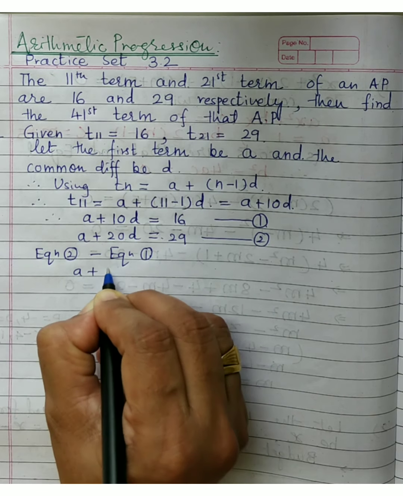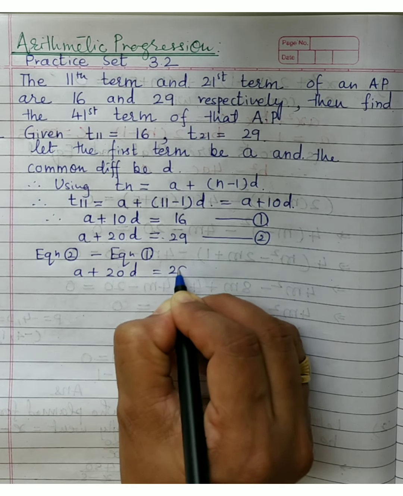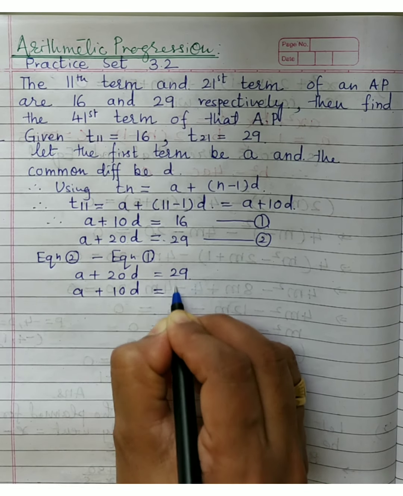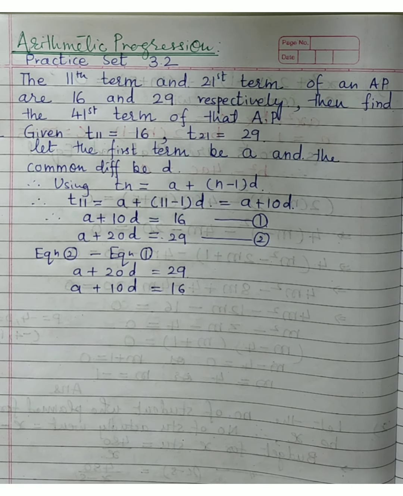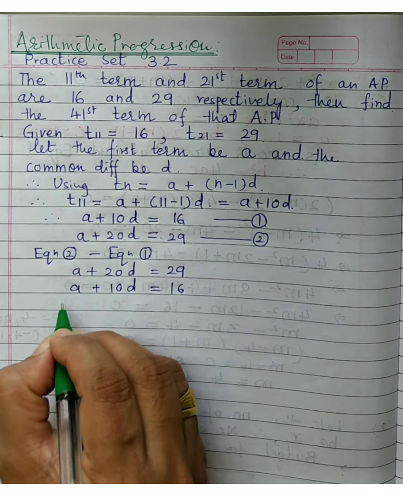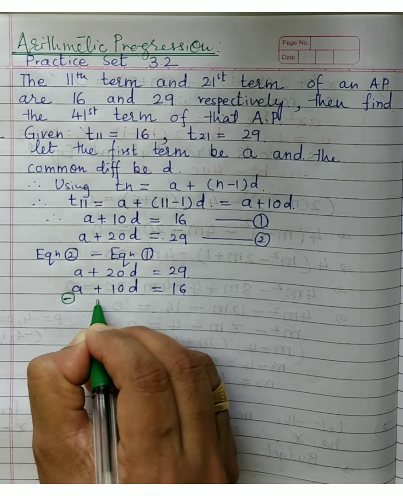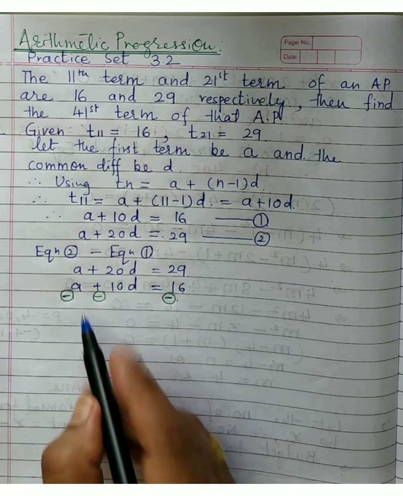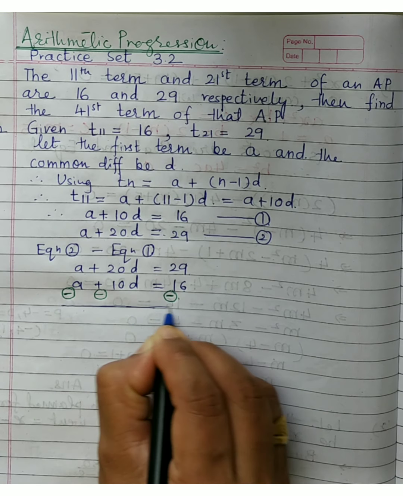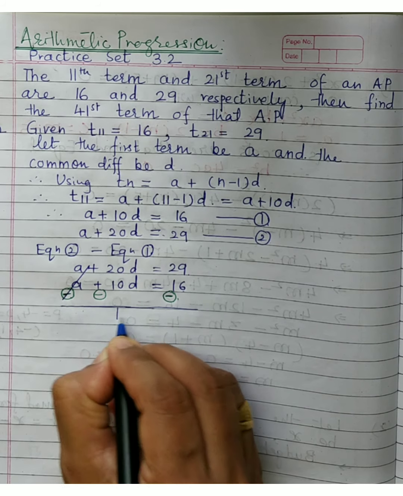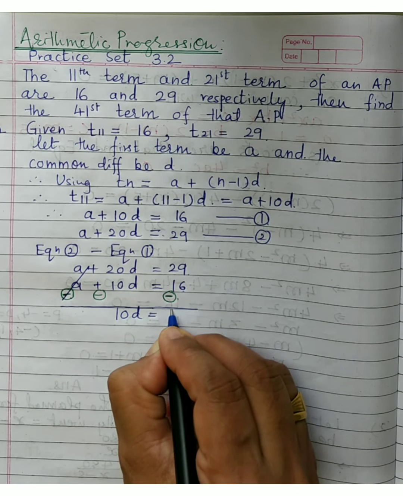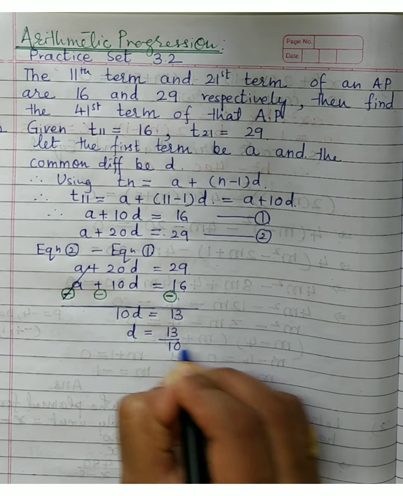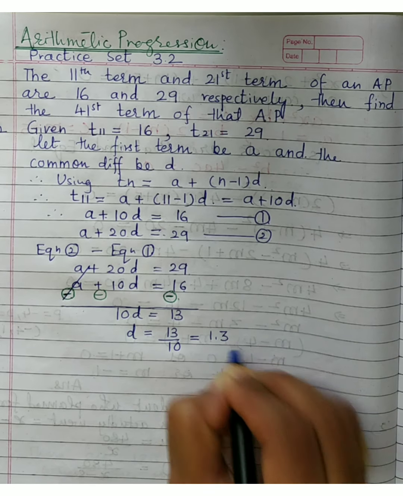A plus 20D equals 29, minus A plus 10D equals 16. Since we are subtracting, you need to change the signs. So no sign means plus, that becomes minus; again no sign means plus, that becomes minus, right? A gets cancelled. Simply you get 10D is equal to 29 minus 16, which is 13. So D equals 13 upon 10, that is 1.3. First answer is found.